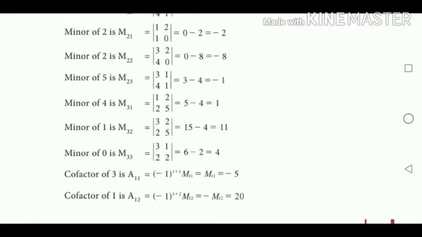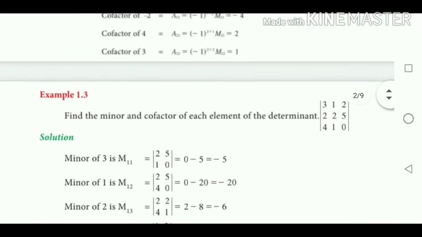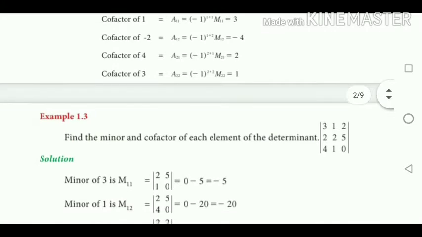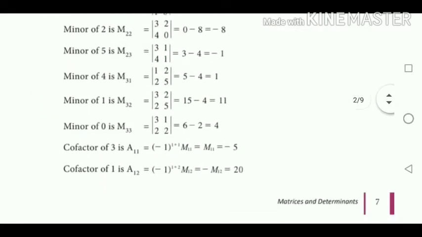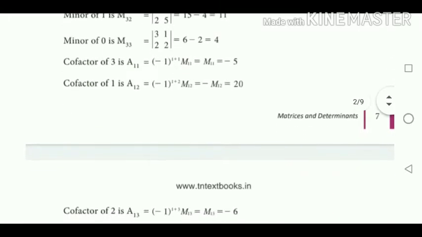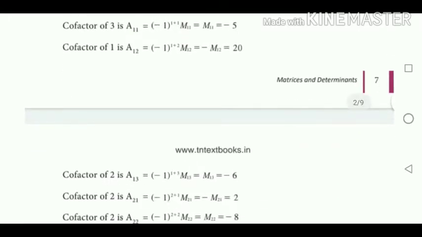For example, the cofactor of A12 means 1 plus 2, which is 3. 3 is an odd number, so you have to change the sign of the minor M12. Here M12 is minus 20, so minus 20 becomes plus 20. Likewise, if it is an even number, there is no change in the cofactor. If the sum of the indices is an odd number, then the sign changes.